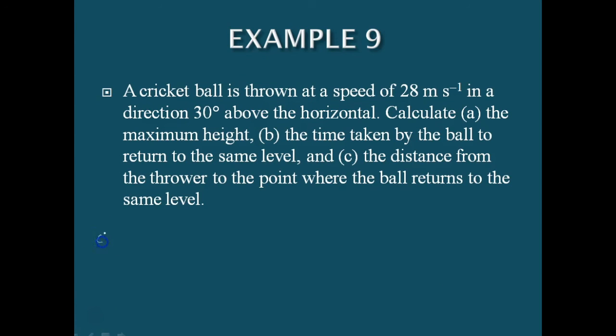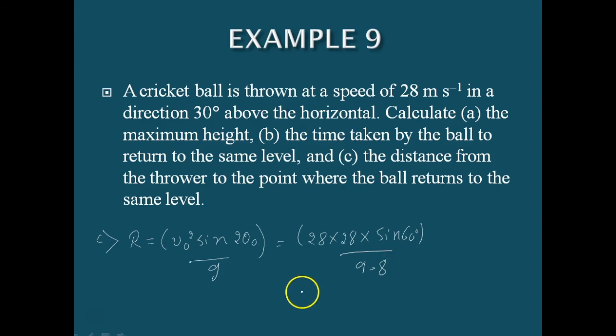The third case, that is the horizontal range, is given by v naught square sine 2 theta naught by g. So it is, if you simplify this, we get it as 69 meters.